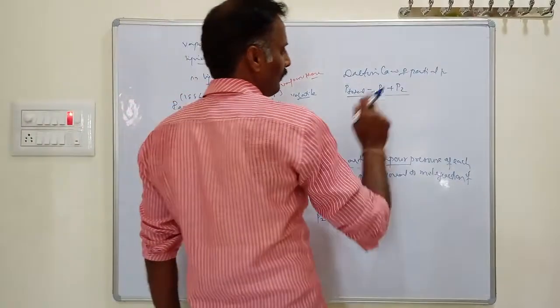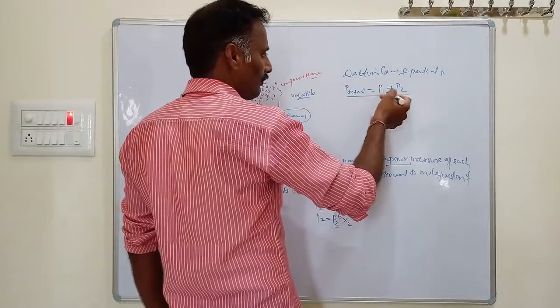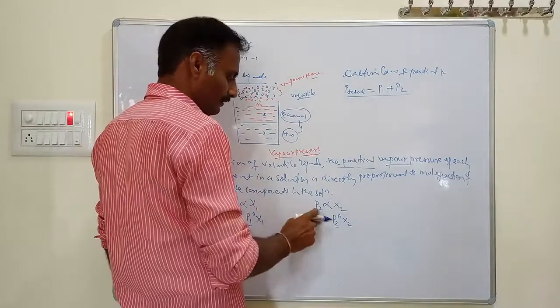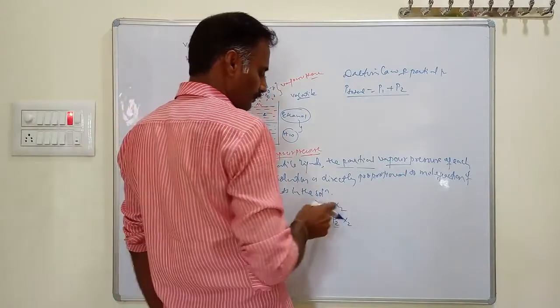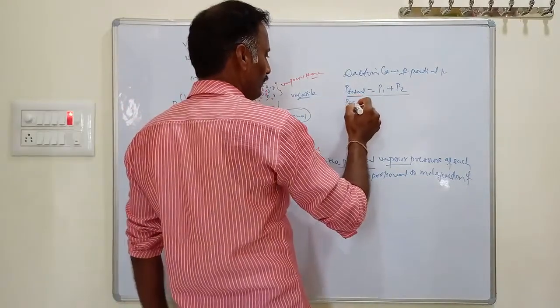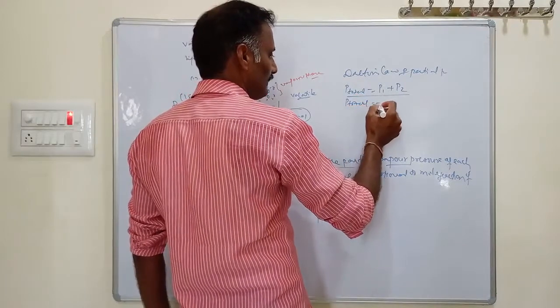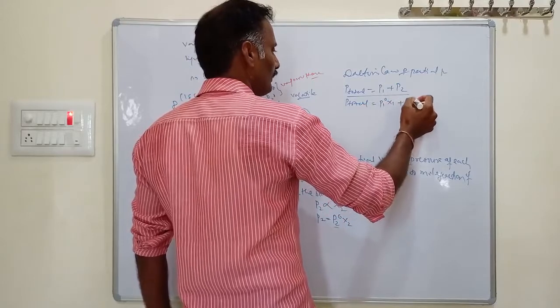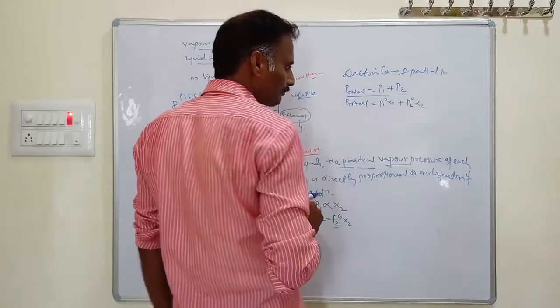P total is equal to P1 plus P2. What is P1 and what is P2? Here P1 equals P1 naught times X1, and P2 equals P2 naught times X2. Substitute the P1 and P2 values in this one. Here you will get P total is equal to P1 naught X1 plus P2 naught X2.